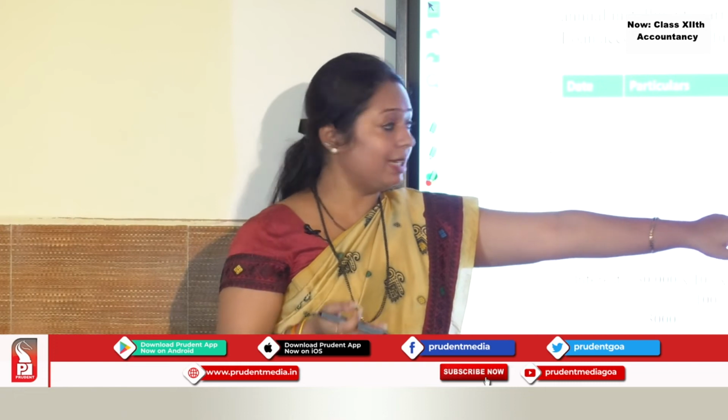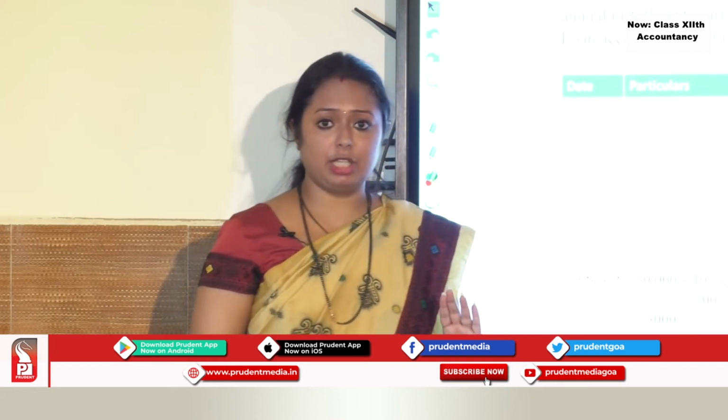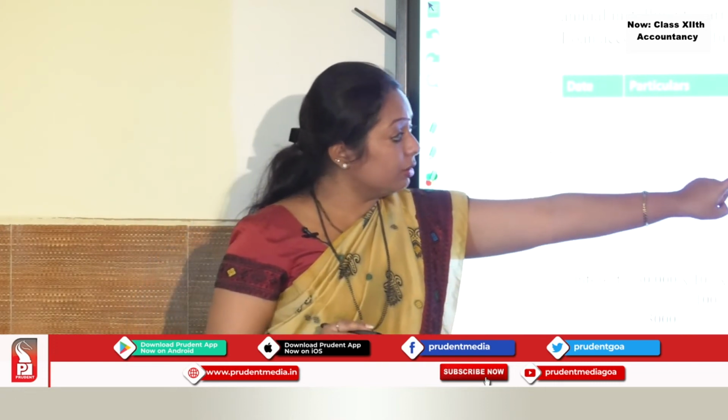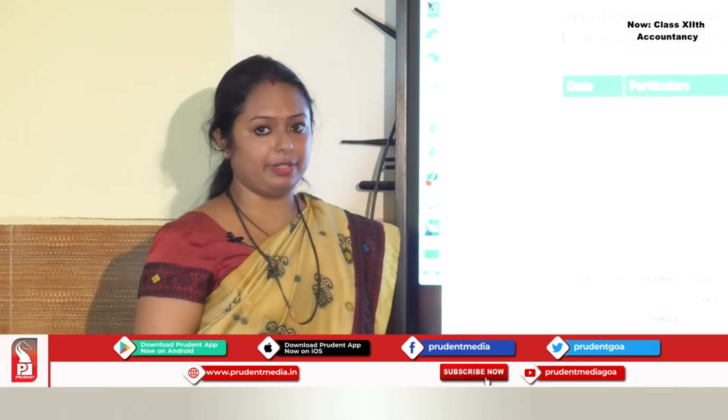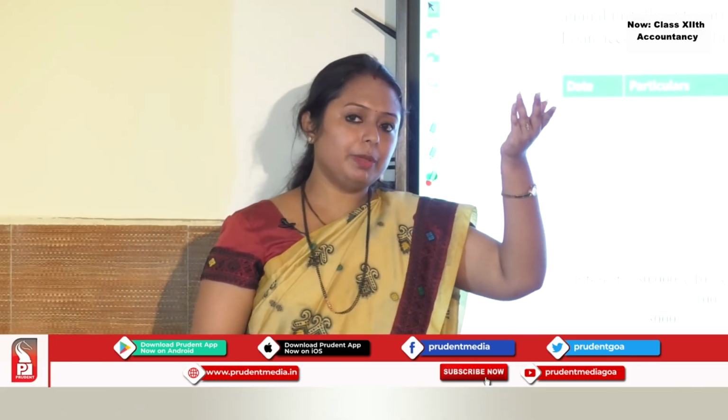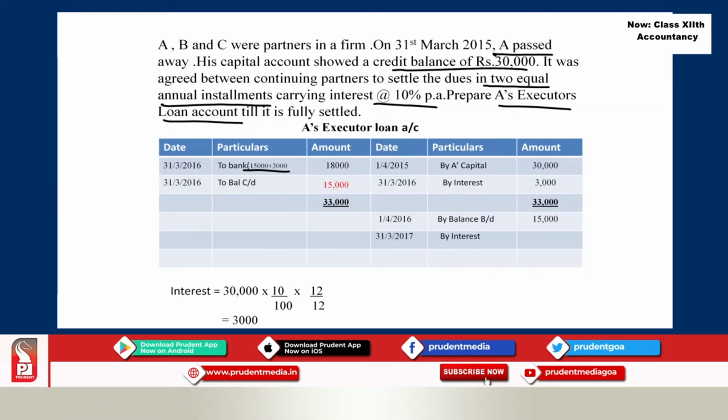How much is the balance? Balance brought down 15,000, right? Now again on this amount you have to calculate the interest. Annually means it will be on 31st March 2017. Okay. So on 31st March 2017, how will we calculate interest? 15,000 multiplied by 10%, because the rate is 10%, annually means 12 upon 12. So your answer comes to 1,500.